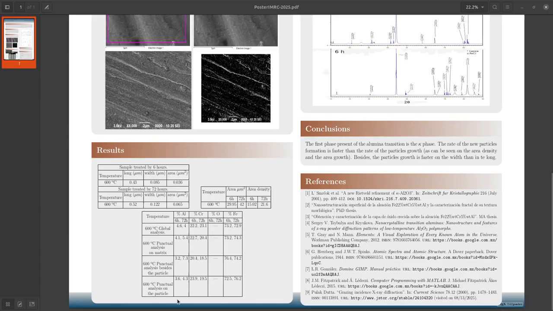With the element analysis, it can be seen that the aluminum is clustering beside the particle because the growth is slow. Here.